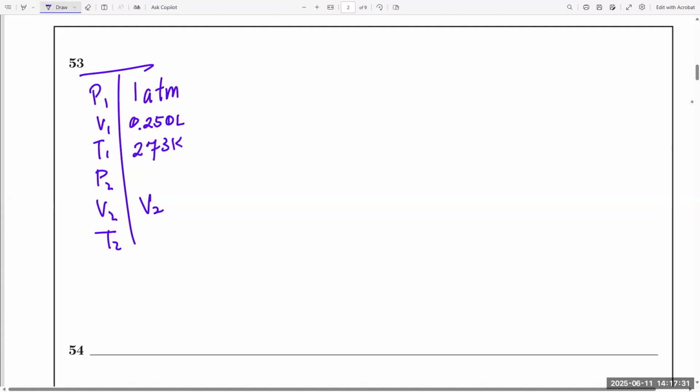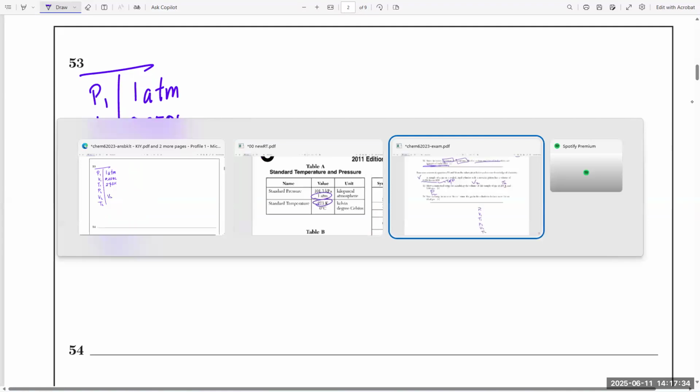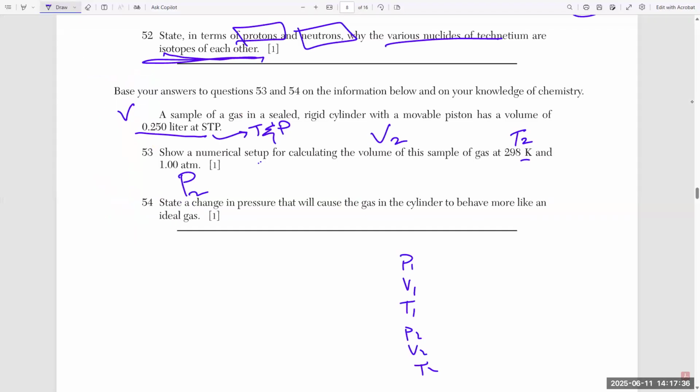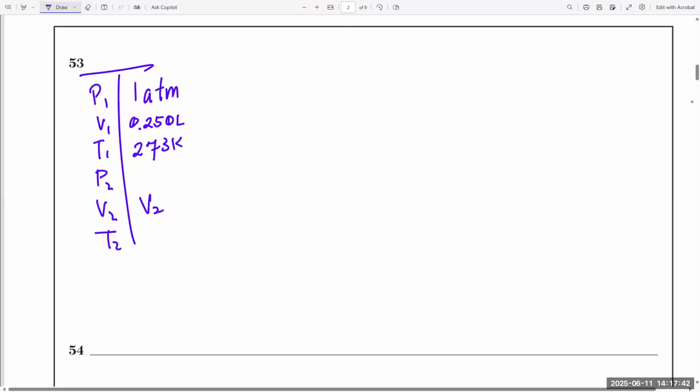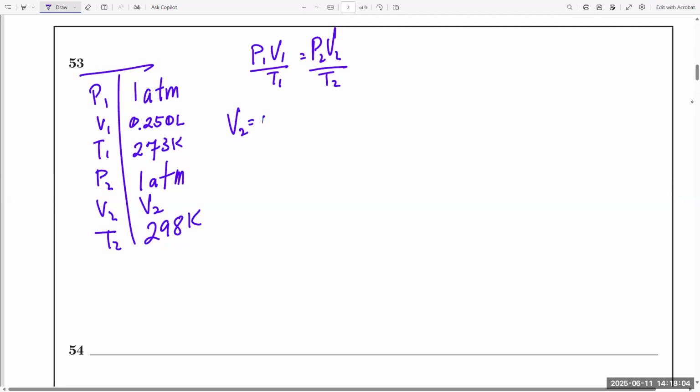273 kelvins. And then for our P2 and T2, we go back to the problem. T2 is 298 and P2 is no change. So there are two ways to solve this. You could just plug everything in: P1 V1 over T1 equals P2 V2 over T2. We're solving for V2, so we can say V2, and let's consolidate all our values.